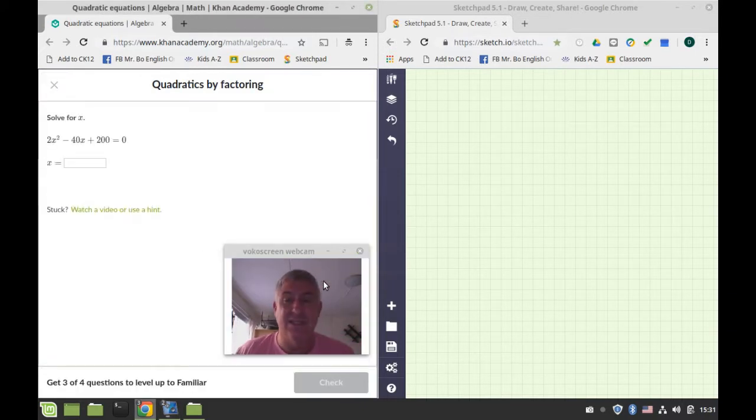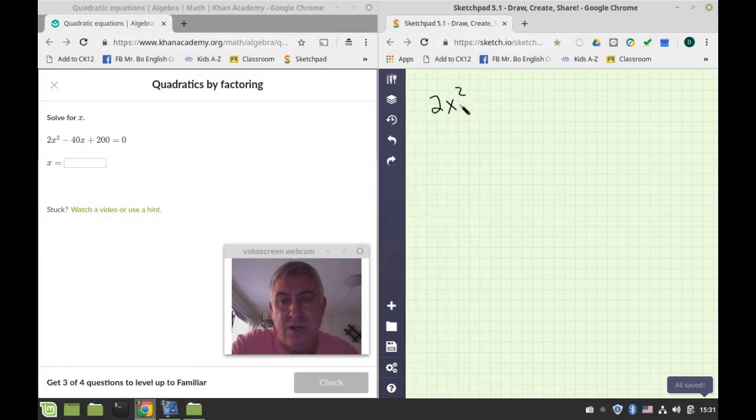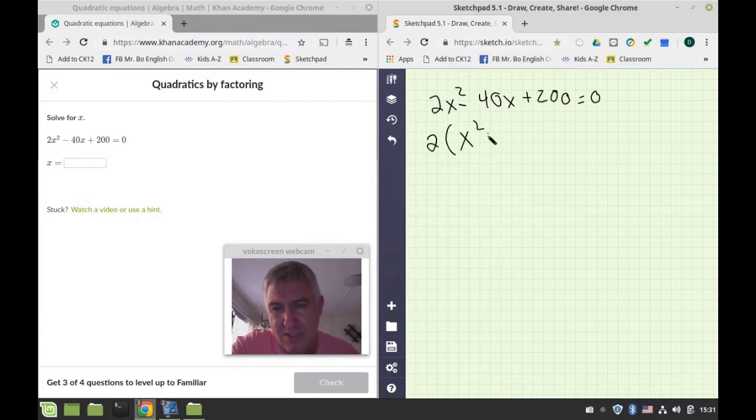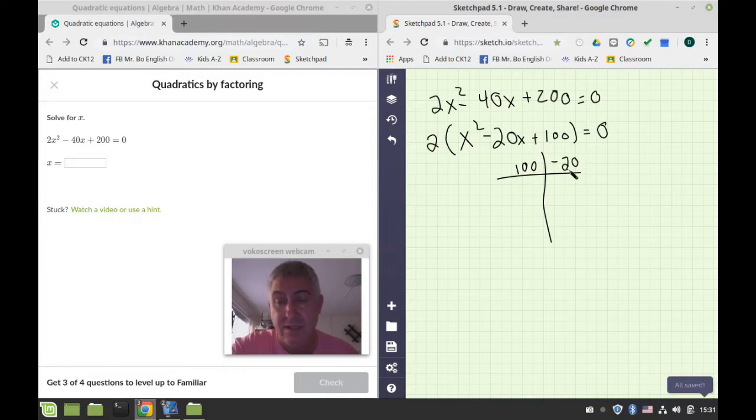All right, so you can see this problem is a little bit more difficult than what we had in our intro. It's 2x squared minus 40x plus 200 is equal to 0. First thing I'm going to notice is that I can pull out a greatest common factor of 2. So I have x squared minus 20x plus 100. And so I want factors of 100 that lead to negative 20.